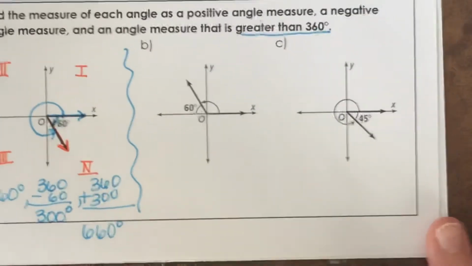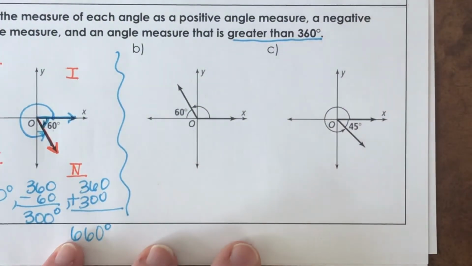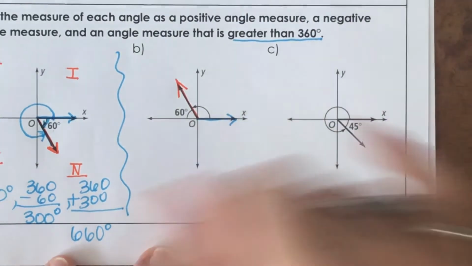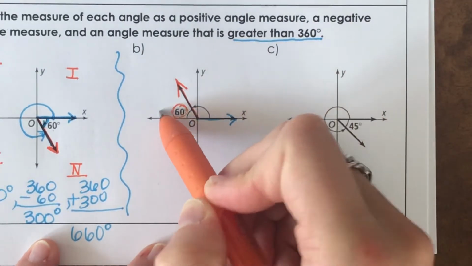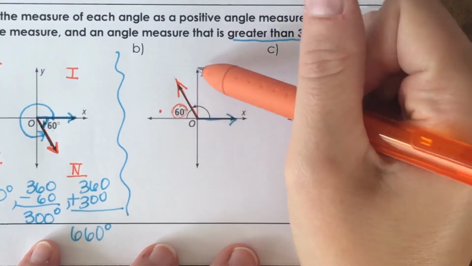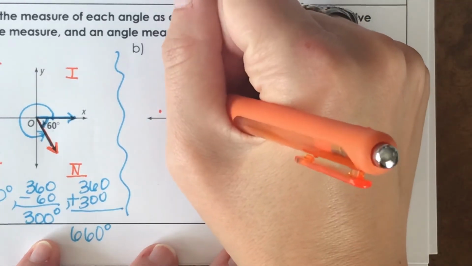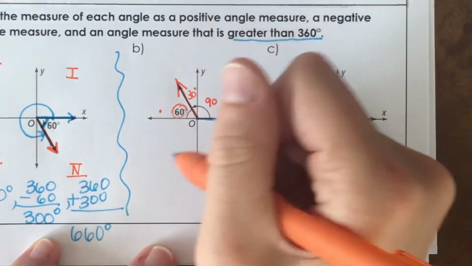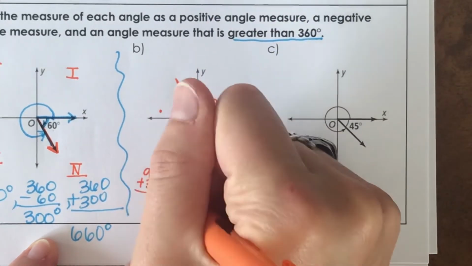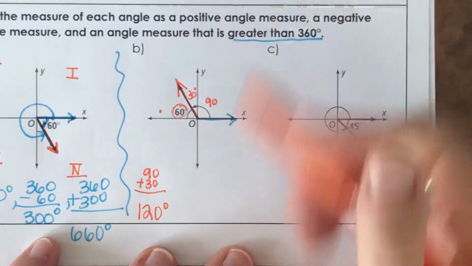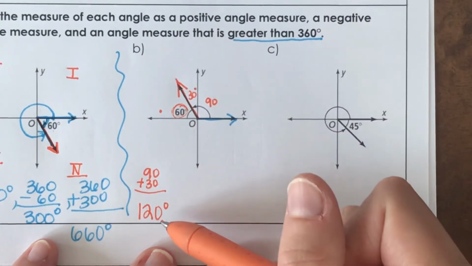So let's look at letter B. I see that I'm starting here on the x-axis. This is standard form. My terminal side is over here. I see that the reference angle is 60. What's left over is 60. That means 60 plus what gets me to this 90 right here? That would be 30 degrees on the inside. So I've got 90 plus 30. That means my total is 120 degrees, and I'm going to the left, which makes it a positive. So there it already is for me as a positive value.